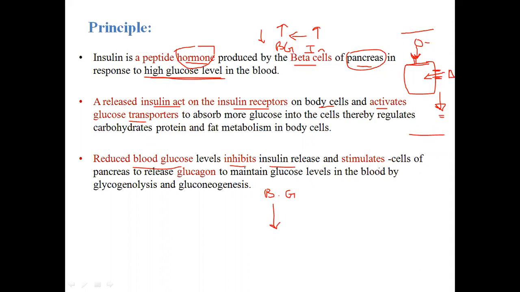In this case, the cells of the pancreas will release glucagon, and this glucagon will increase the blood glucose level. How is it increasing? By two mechanisms. The first is glycogenolysis. Glycogenolysis means glycogen is converting to glucose.